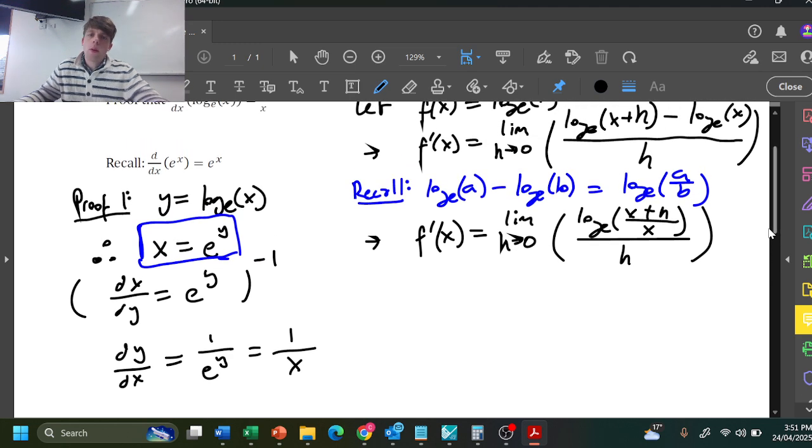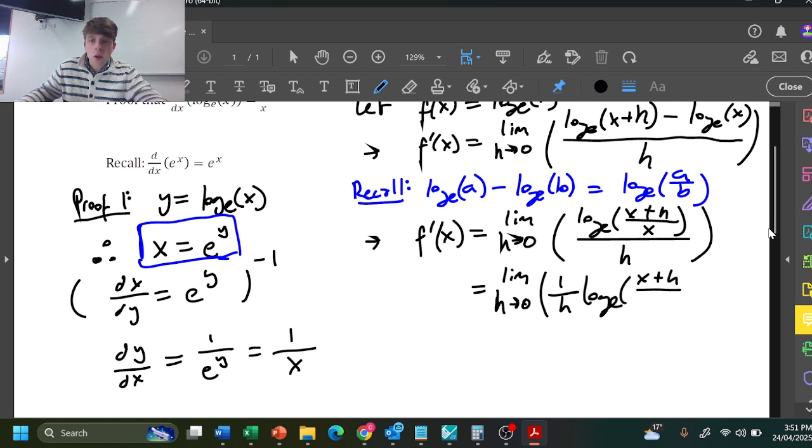Okay, so from this step, we're going to see if we can write this in a slightly different way. What we can do is recognize that if we have log e of something divided by h, that's the same as writing that divided by h, which could be represented as 1 over h, right? So we could write this as the limit as h goes to 0 of 1 over h multiplied by log e of (x plus h) over x.